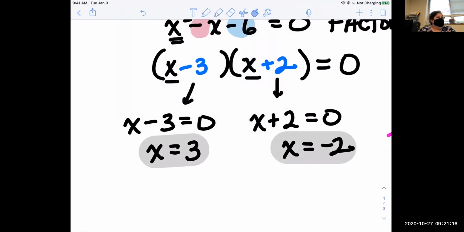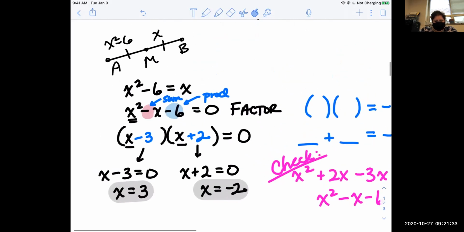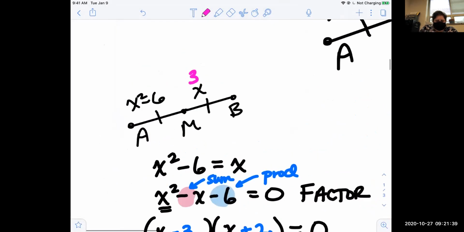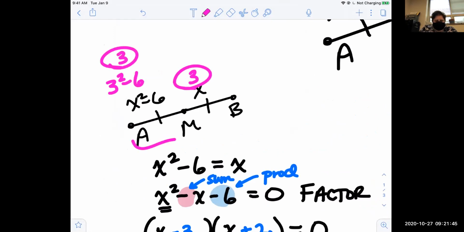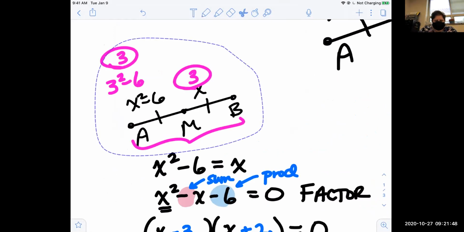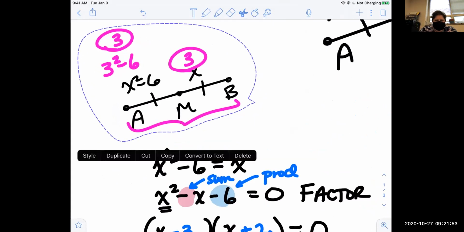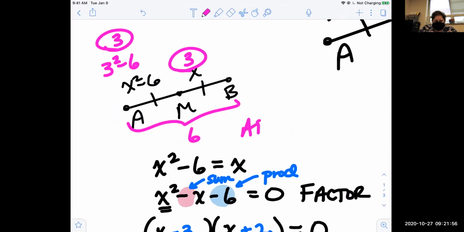Okay, now the answer to the problem was 6. Clearly, we didn't get 6. So what do we have to do now? Plug it in. Okay. So what do you notice when you plug in 3? So if x is 3, then this would be 3 squared minus 6. That's 9 minus 6. That's also 3. That's good. How long is AB? 6. Oops, I got my x squared in there by accident. Okay, so that's the answer they had.